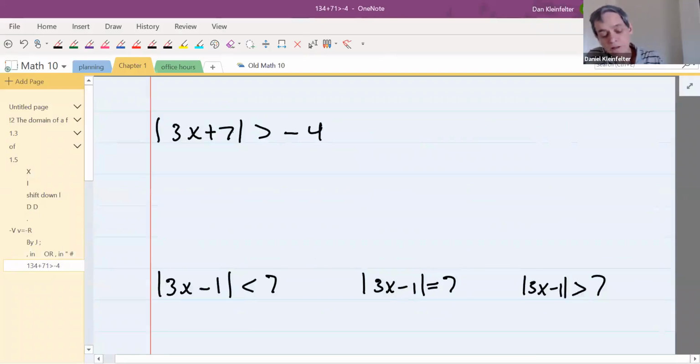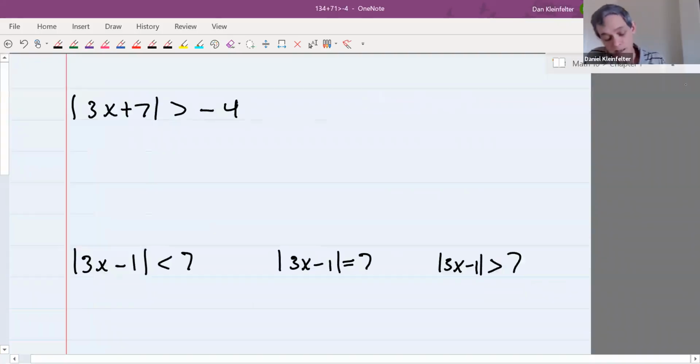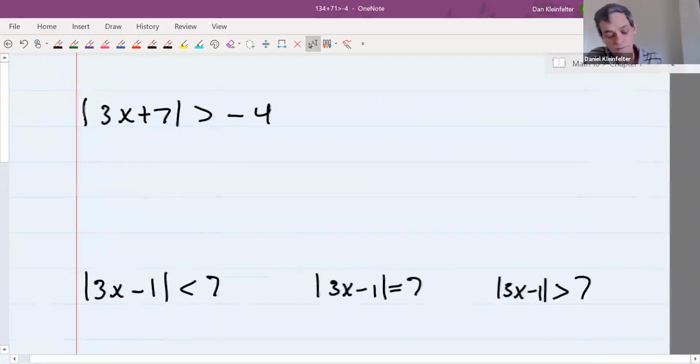So here the absolute value of 3x plus 7 is greater than negative 4. So you want to think about that for a second. Is that no solution? Well, this one is actually all real numbers. I know that that can be confusing. You want to think about what is being said here.